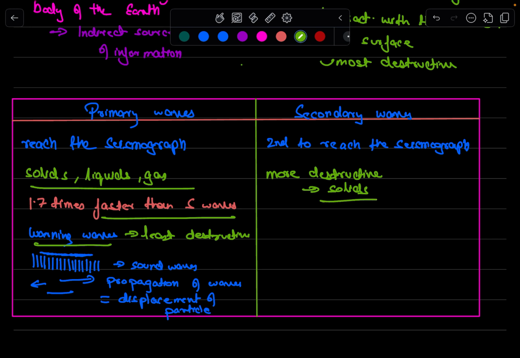And hence, because of the shadow zone which is created by S waves, we will talk about shadow zones as well. We will be able to understand why there is a shadow zone which is created by secondary waves, and why we get it as information about the interior of the earth. Now, as you see, this is the direction in which S waves travel, like light waves. And the displacement of the particle is like this, up and down, up and down.